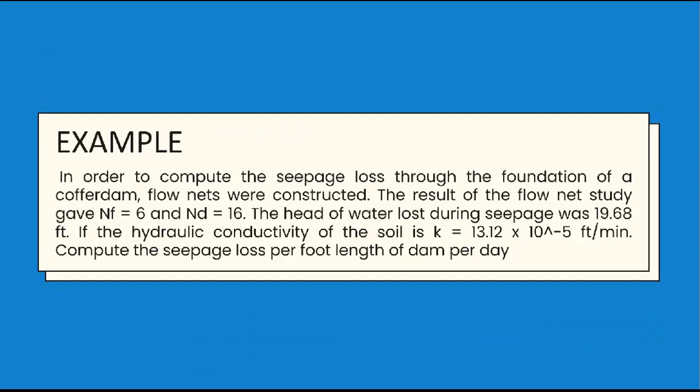So another example. In order to compute the seepage loss through the foundation of a coffer dam, flow nets were constructed. The result of the flow net study gave NF equals 6 and ND equals 16. The head of water loss during seepage was 19.68 feet. If the hydraulic conductivity of the soil is K equals 13.12 times 10 raised to negative 5 foot per minute, compute the seepage loss per foot length of dam per day.